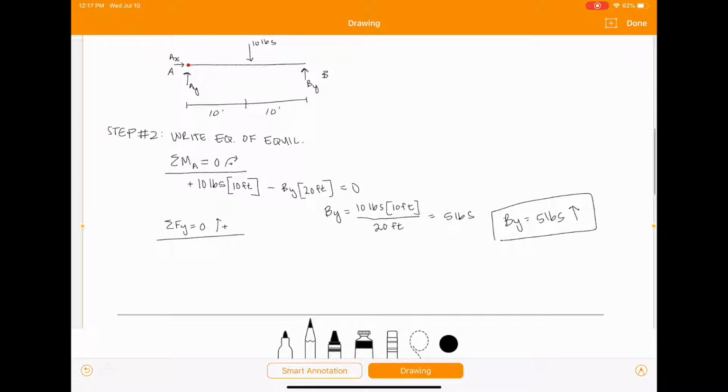All right, so now we just go from the left to right of the beam and we add up our forces. So we've got a positive AY. Next, we've got a negative 10 pounds. And then a positive BY. Those are all our forces, and those are going to equal 0. Again, I like to go through and double check. AY is up, positive. 10 pounds is down, negative. BY is up, positive. Okay, we're good.